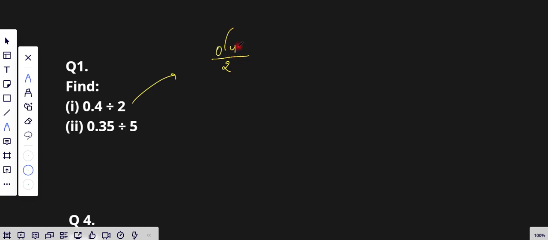So 0.4 when divided by 2 can be written like this. Remove this decimal and put 10 in the denominator. So 2 2s are 4, so you have 2 divided by 10. So again 10, that means 1 0 is in the denominator, so put a decimal before 2. First you need to count the number of zeros in the denominator and put a decimal before that many digits from the extreme right hand side. Like you have 10 here, so you count one digit from the extreme right hand side and put a decimal.